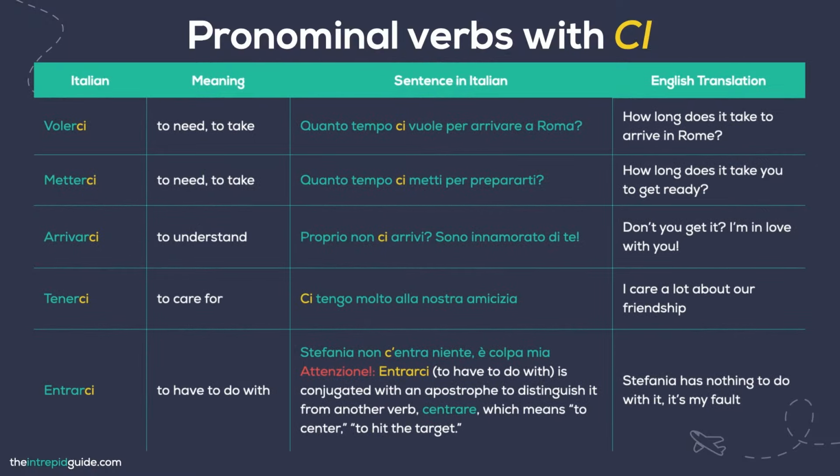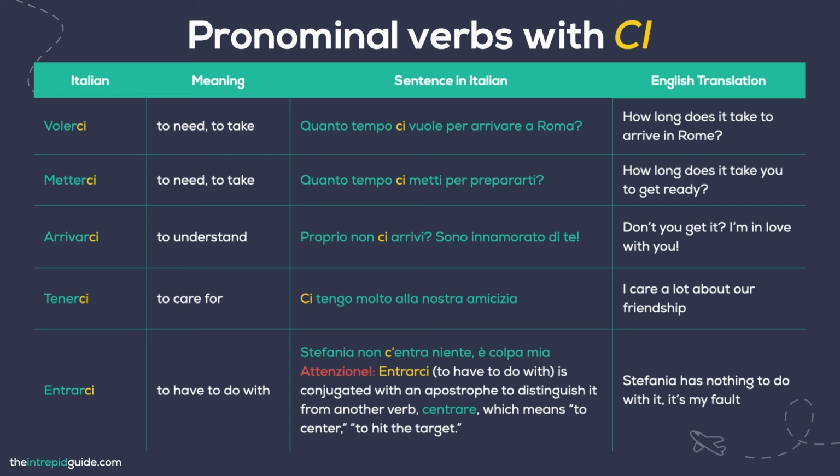Here is a list of the most common pronominal Italian verbs that use ci, starting with volerci. This means to need or to take. For example, Quanto tempo ci vuole per arrivare a Roma? How long does it take to arrive in Rome? Metterci. To need, to take. For example, Quanto tempo ci metti per prepararti? How long does it take to get ready?